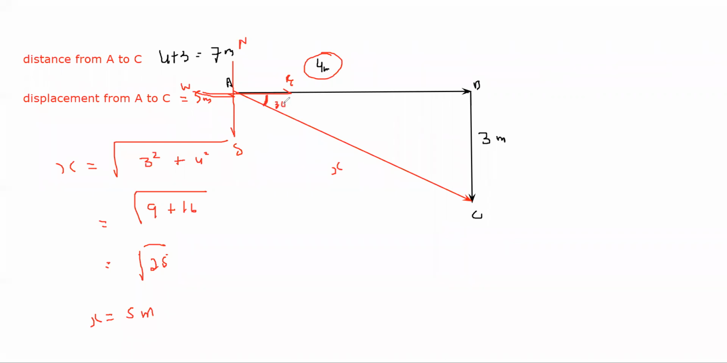For example, if this angle was 30 degrees, you'll mention 5 meters and 30 degrees from east. It is making 30 degrees, that's why it's 30 degrees from east, and 5 meters is the distance. The 5 meters is the value, the magnitude, and 30 degrees from east is the direction. Is it clear? So this part is the direction, and this part is the magnitude and unit.